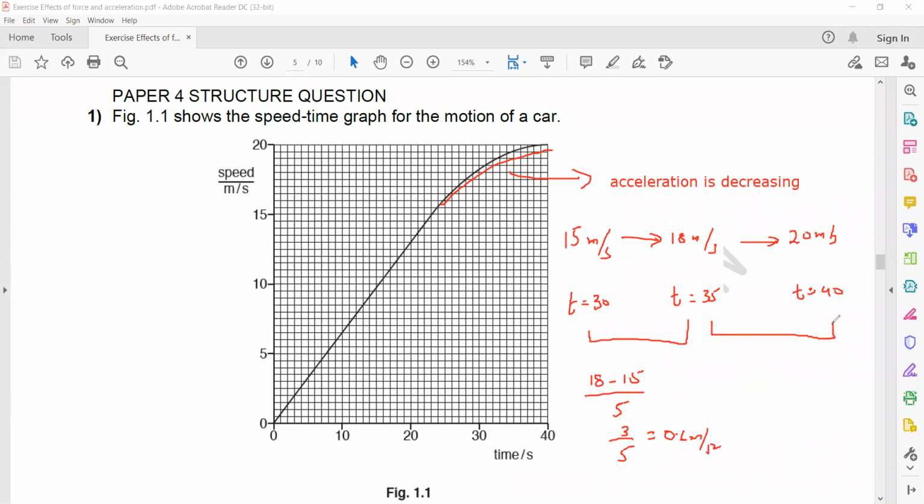But when we check the second part of the motion, the final is 20, initial is 18, and time interval is 5. So 20 minus 18, that's 2, divided by 5, that's equal to 0.4. So even though the speed is increasing, the change in the speed is decreasing, that's why we call that acceleration is decreasing. Saim, which part are you not able to understand?